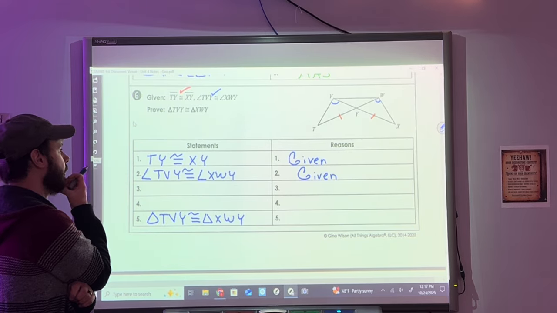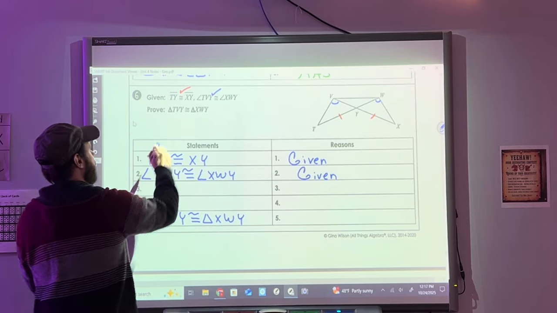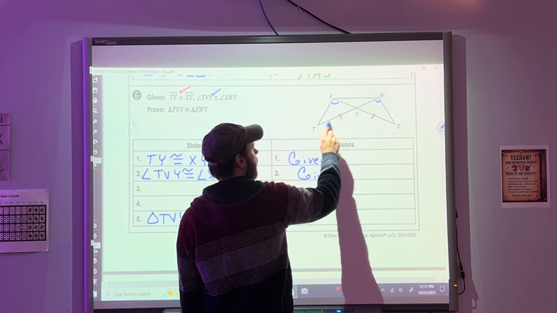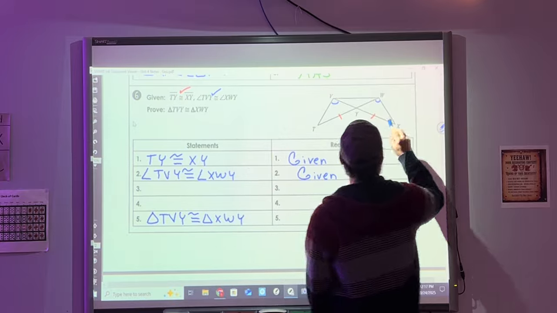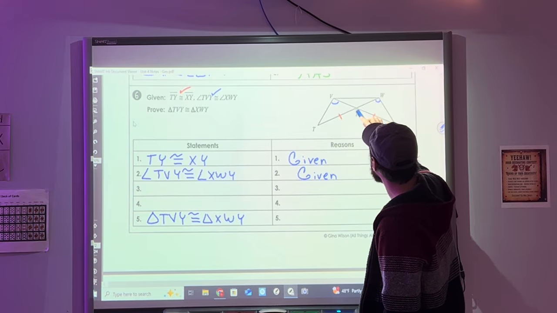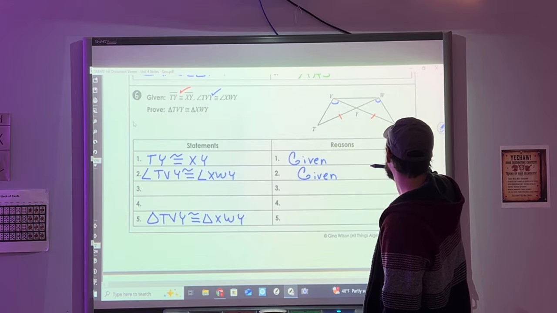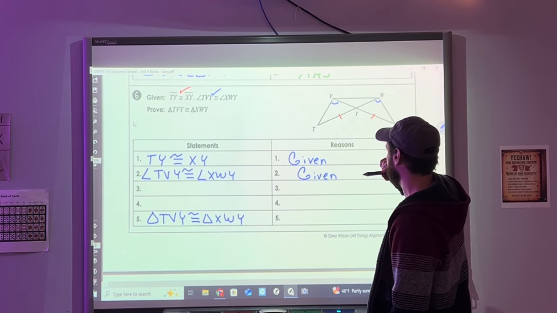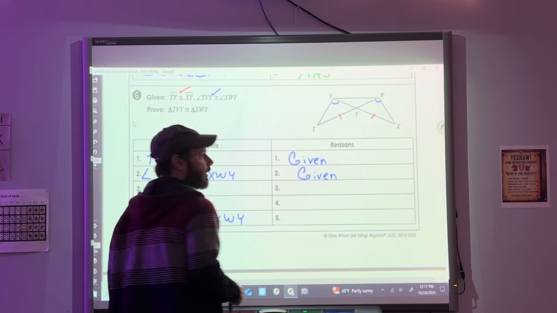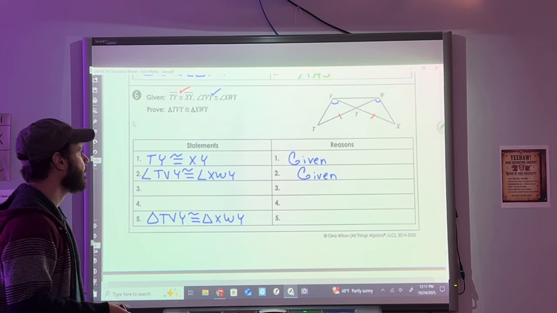What can I do here? What am I trying to prove? I'm trying to prove that this triangle, not even the full thing, is congruent to this one, XWY? I'm trying to prove that? Huh. Okay. Alright. I think I can do this simply, actually. I was really confused for a second, but I think that's okay.